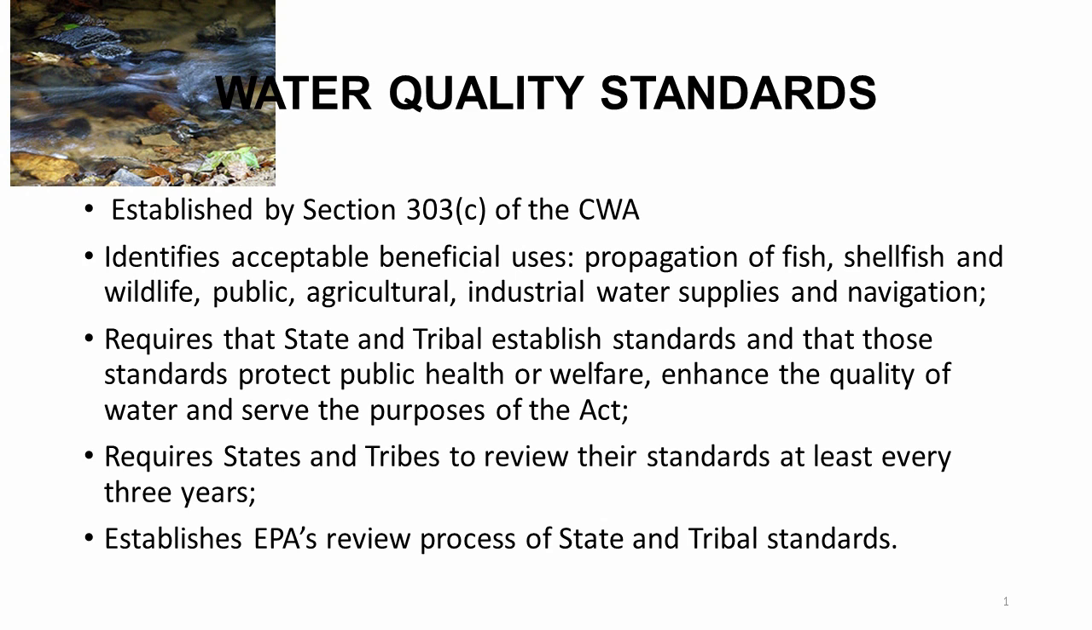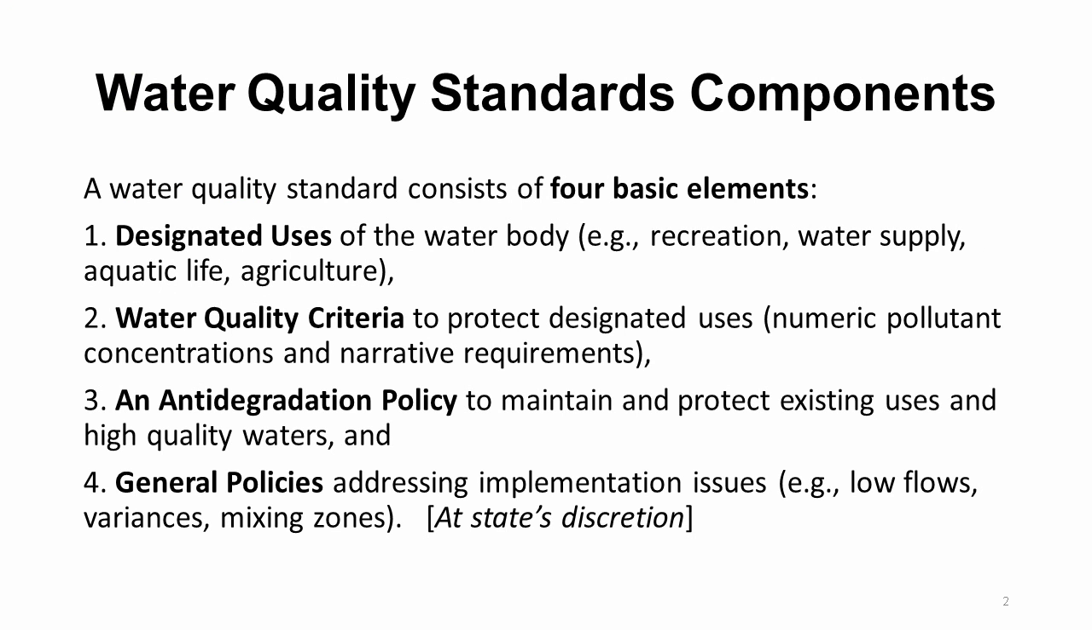So there are 3 required components of the water quality standards. The first is the designated uses, the second is the water quality criteria, and the third is the antidegradation policy. Those are the 3 required elements of water quality standards. And then the last is optional, so it's at the state's discretion whether or not these are included. Those are general policies, and they can include things like mixing zones or variances.